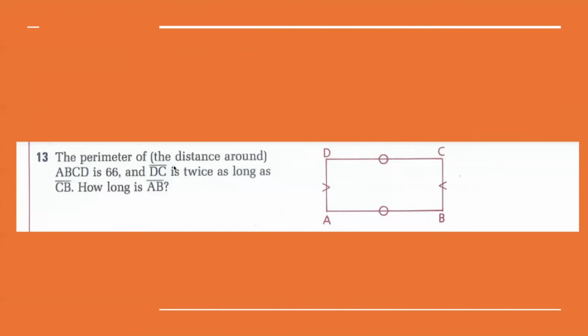Here it's asking for the length of segment AB. It says the perimeter of the rectangle ABCD is 66 units, and DC is twice as long as CB. From the information, we can tell that DC and AB are equal to 2x, and CB and DA are equal to x. So after adding those up, we get 6x, and we have to set that equal to 66 units. So we do 66 divided by 6, which is 11, which means x is 11. And since AB is equal to 2x, we have to multiply 11 by 2, which is 22.